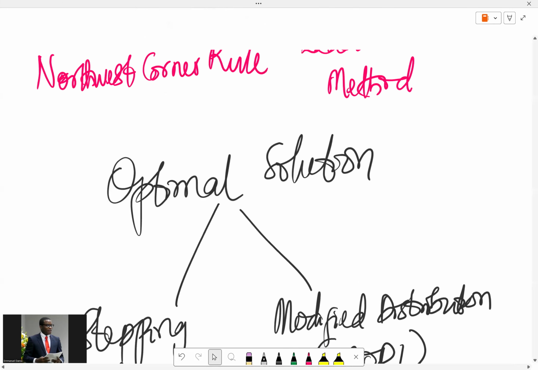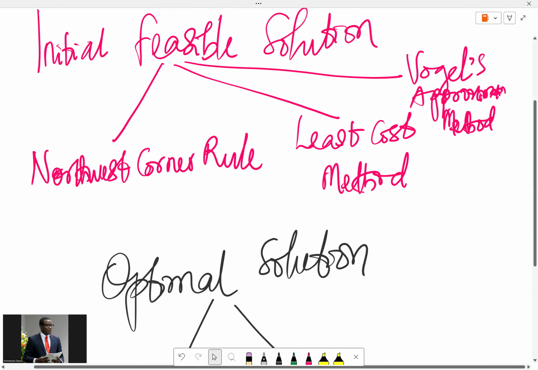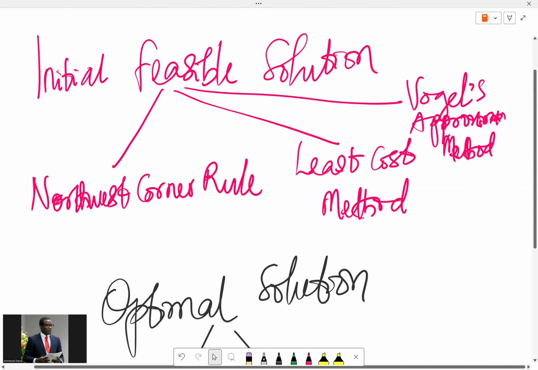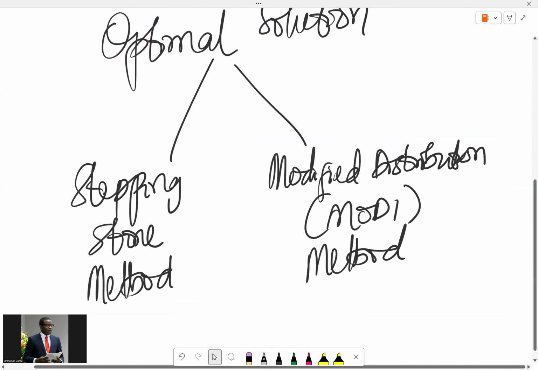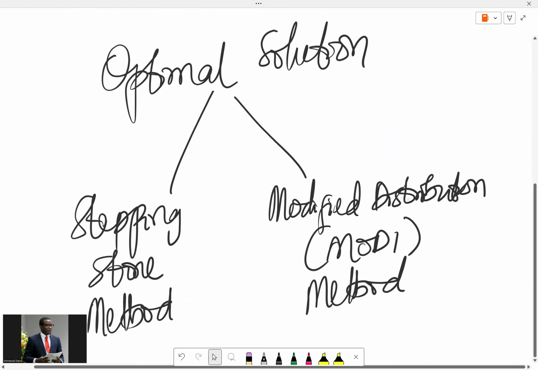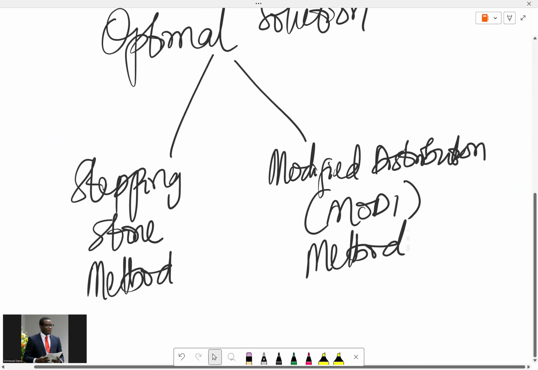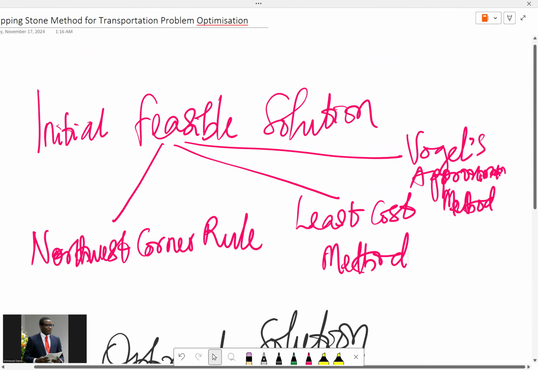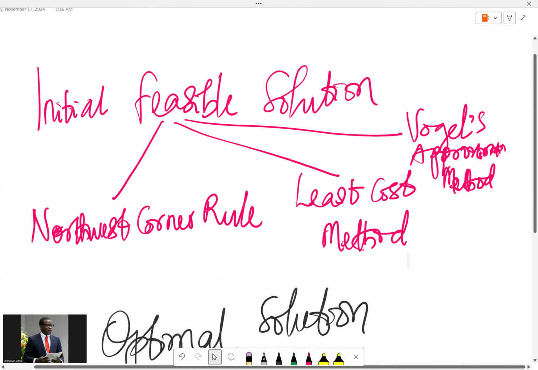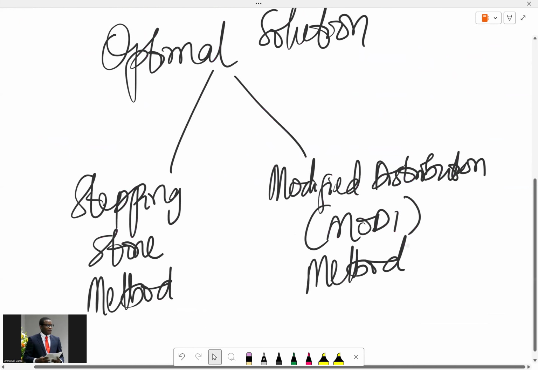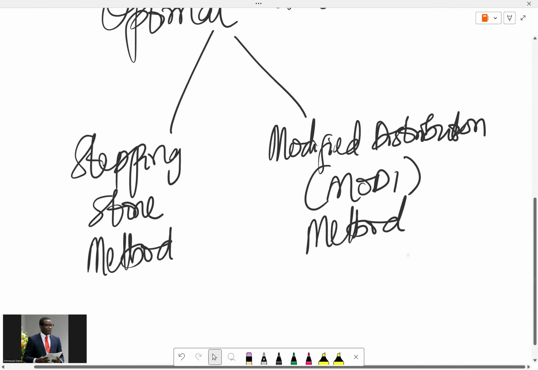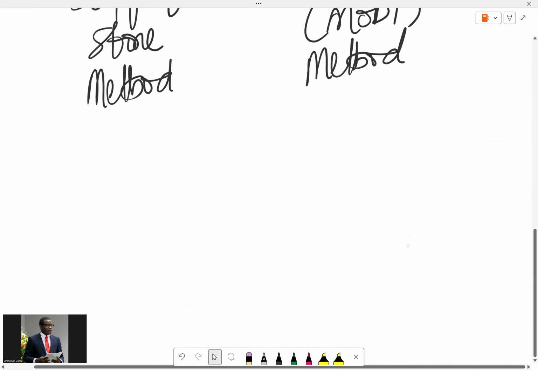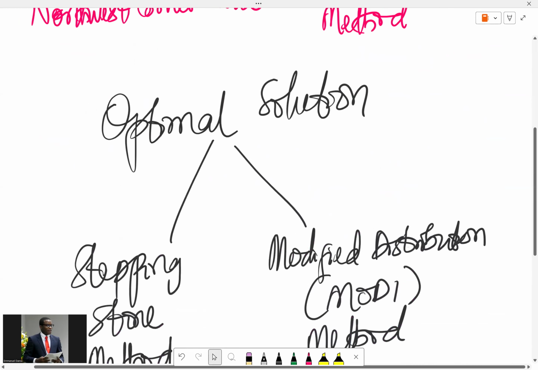So I've made three separate videos talking about the northwest corner, least cost, and Vogel's approximation methods. This particular video is on the stepping stone method to optimize whatever initial feasible solution you have got from any of the three methods. I'll do stepping stone now, then I will do modified distribution in the next video. So let's talk about the stepping stone method here.